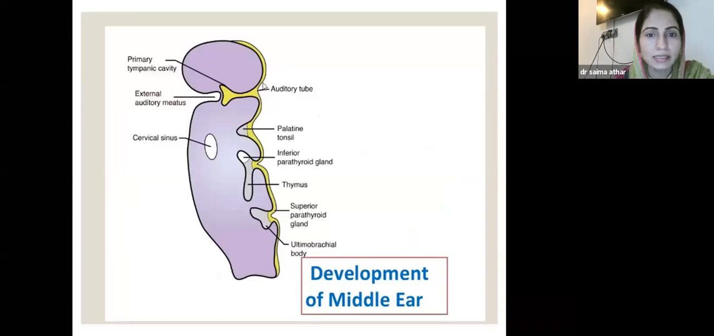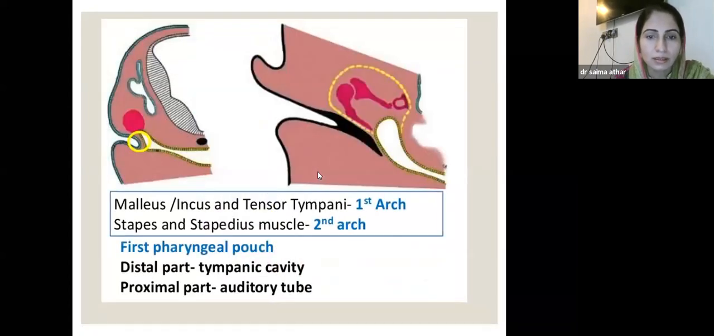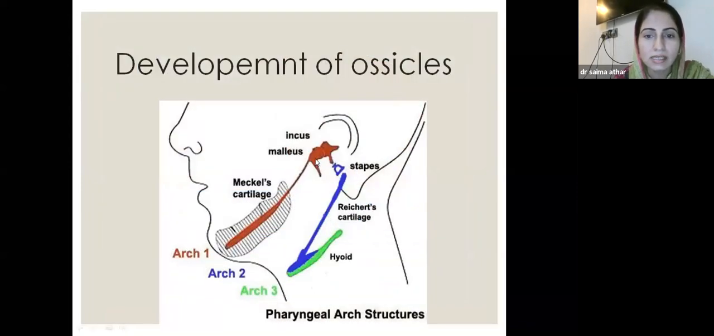So this is again another diagram where you can see this yellowish is the pouch, and this outside is the cleft. Ultimately, they both will join each other. The point of union is the future tympanic membrane. Now there is development of the ossicles. The malleus and the incus are developing from the Meckel's cartilage, that is the cartilage of first pharyngeal arch, and the stapes is developing from the Reichert's cartilage, that is the cartilage of second pharyngeal arch.